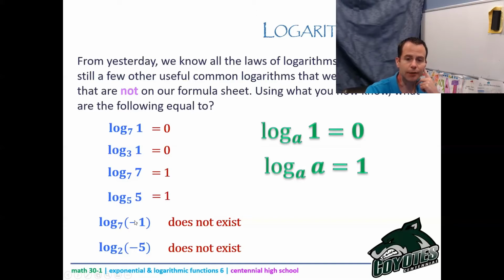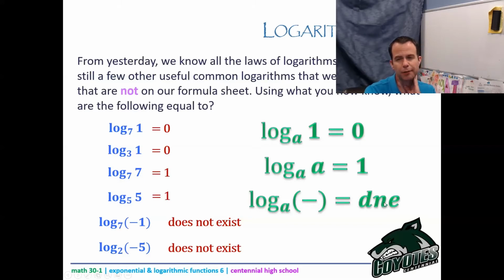Okay, and then the other ones: I can't take the log of a negative number, so log base a of anything negative will not exist. Don't ever write D and E, I just was out of room on my slide there.